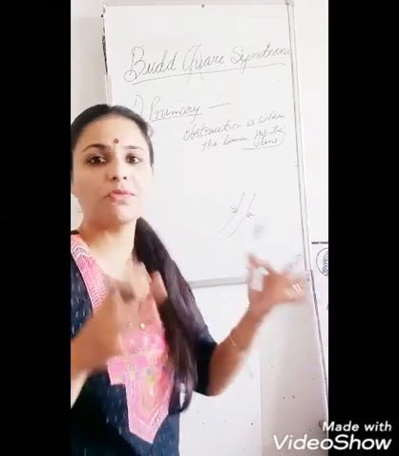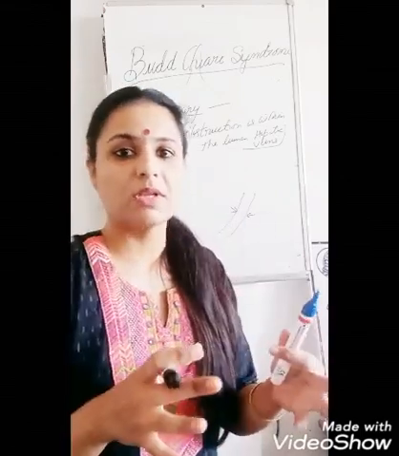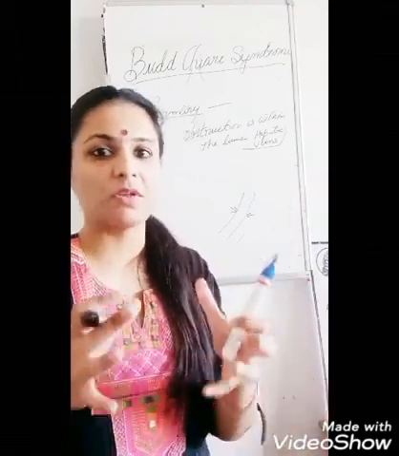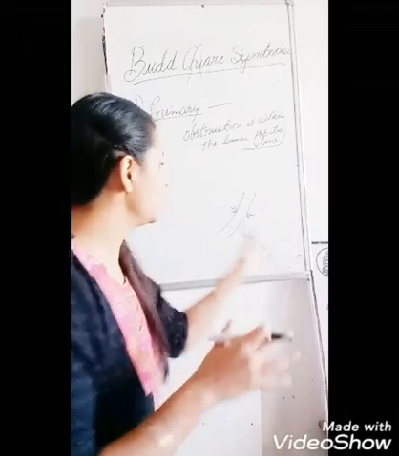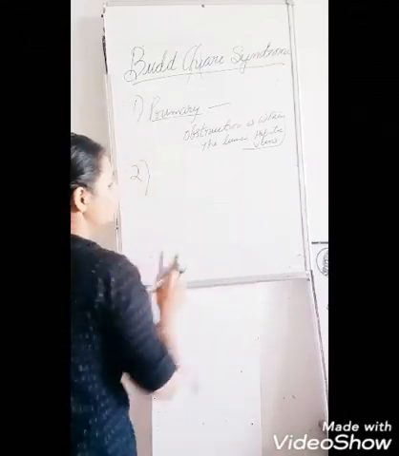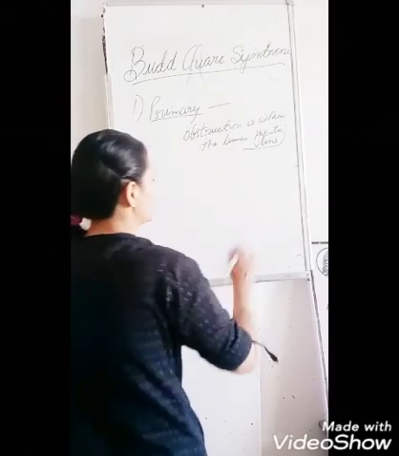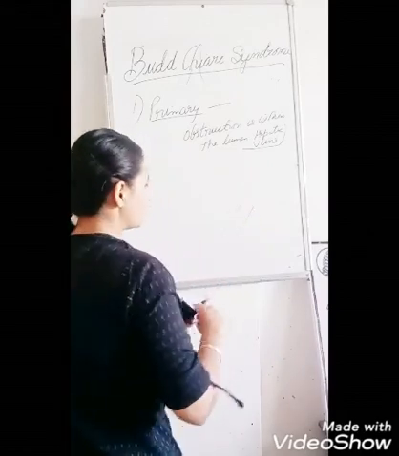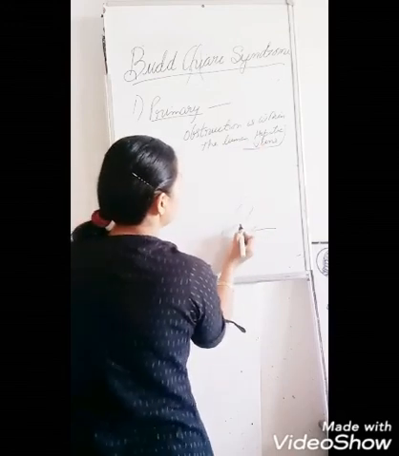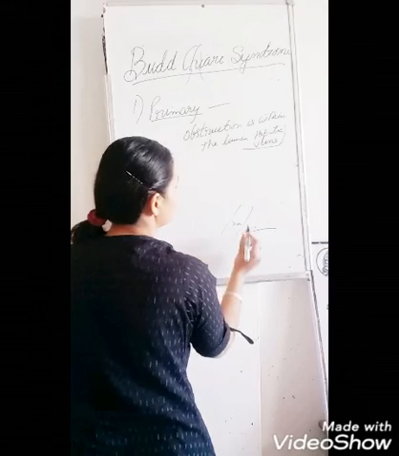This could be due to the formation of a thrombus. The reason could be the formation of a thrombus, and that thrombus is causing the obstruction in the lumen of the hepatic veins.